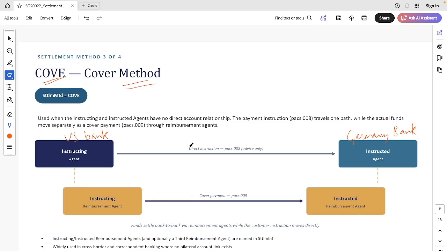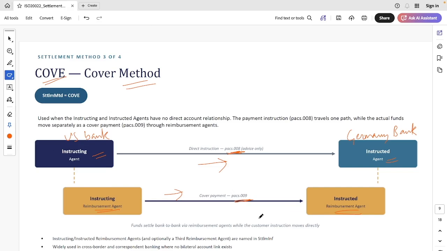In the cover method, the payment instruction and the actual movement of funds travel through two different paths. This is part 1, this is part 2. The customer credit instruction, usually PACS.008, goes directly from the instructing agent to the instructed agent. But the actual funds move separately through PACS.009, the cover payment, using reimbursement agents or correspondent banks. That is why COVE is often explained as: instruction goes one way, money moves through another path.